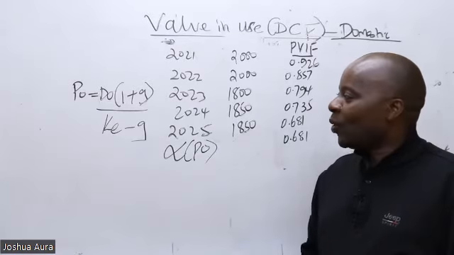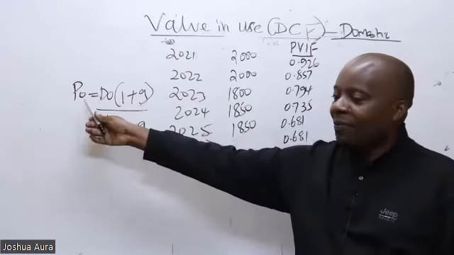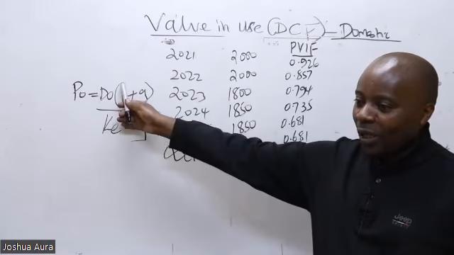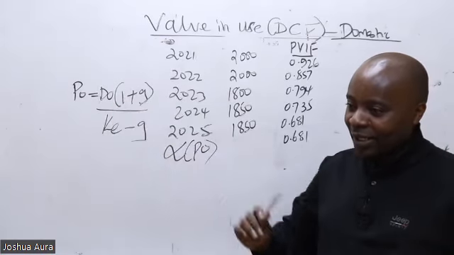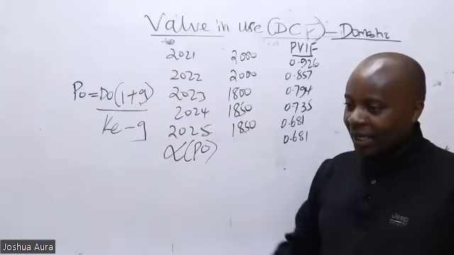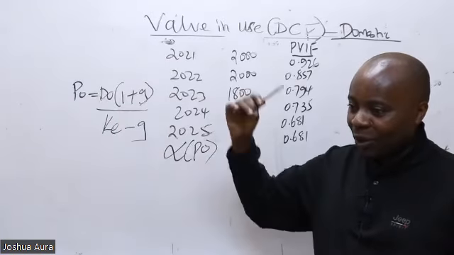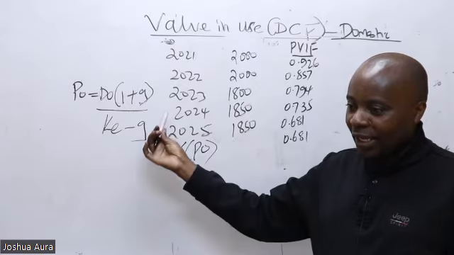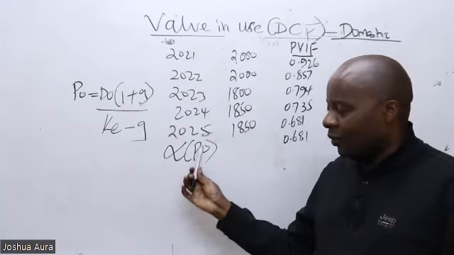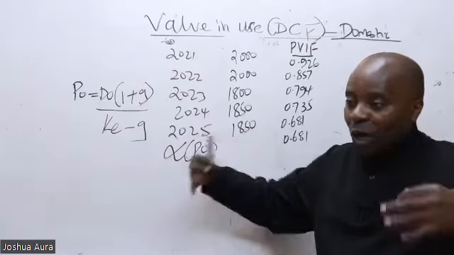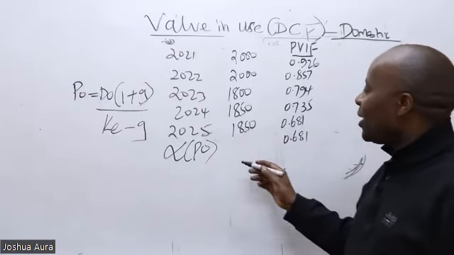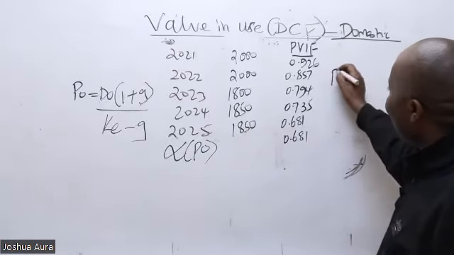So remember, PO is the current market price, DO is the current dividend, G is the growth rate, KE is the cost of capital, and G again is the growth rate. When I calculate this PO, this current value, we use this formula for perpetual cash flows. So come here and give us the PO.